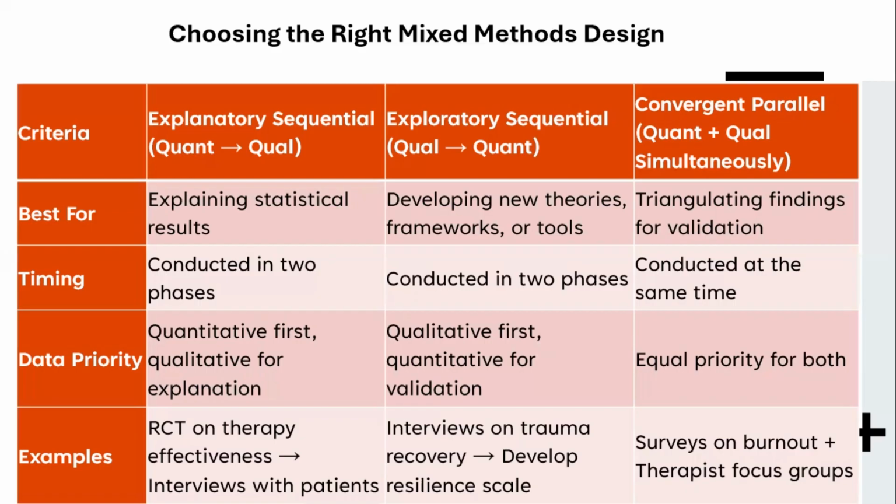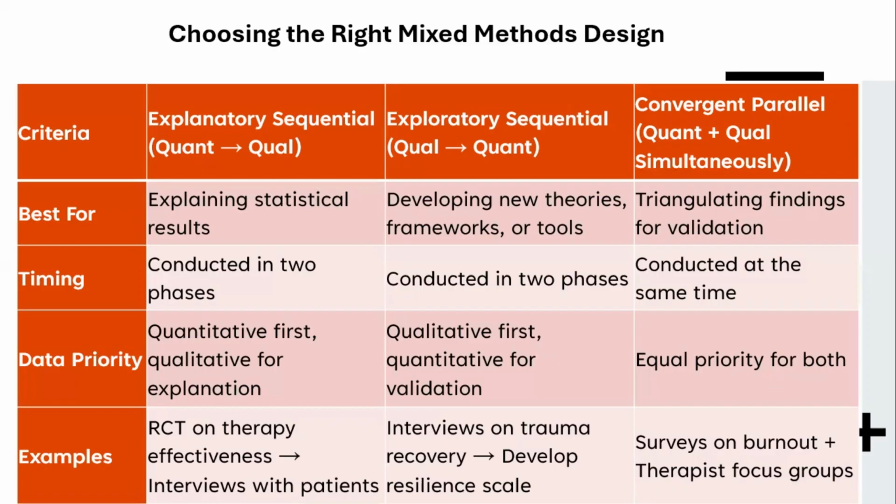In terms of timing, explanatory is conducted in 2 phases. Exploratory is also conducted in 2 phases because they are both sequential. So both the sequentials are conducted in 2 phases, but convergent is conducted once. It's because you don't wait for findings before you go back to the field. In terms of data priority, for the explanatory, quanti comes first before quali. In terms of exploratory, quali comes first before quanti. In terms of convergent, they have equal priority, so any of them can come first or any of them can come second.